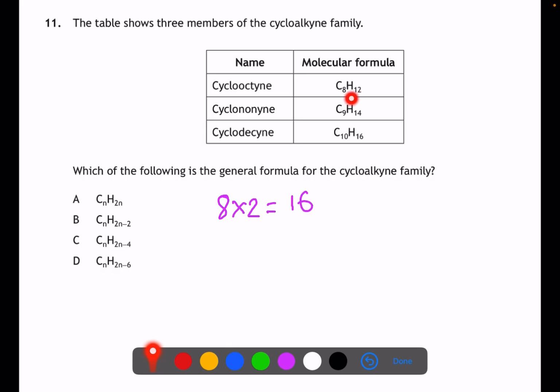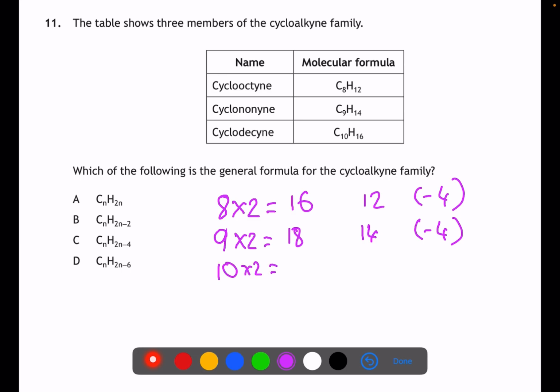We then need to compare to what the actual number is. So we actually had 12. So to get from 16 to 12, we needed to minus 4. You can then check your answer with the others. So if we have 9 times 2, we have 18, but in the table it's actually 14. To get from 18 to 14, we're going to minus 4. And then a final check with the last one, 10 times 2 is 20. In the table it's 16. So to get to 16, we have to minus 4. So overall, our general formula is going to be CnH2n minus 4, which is C.